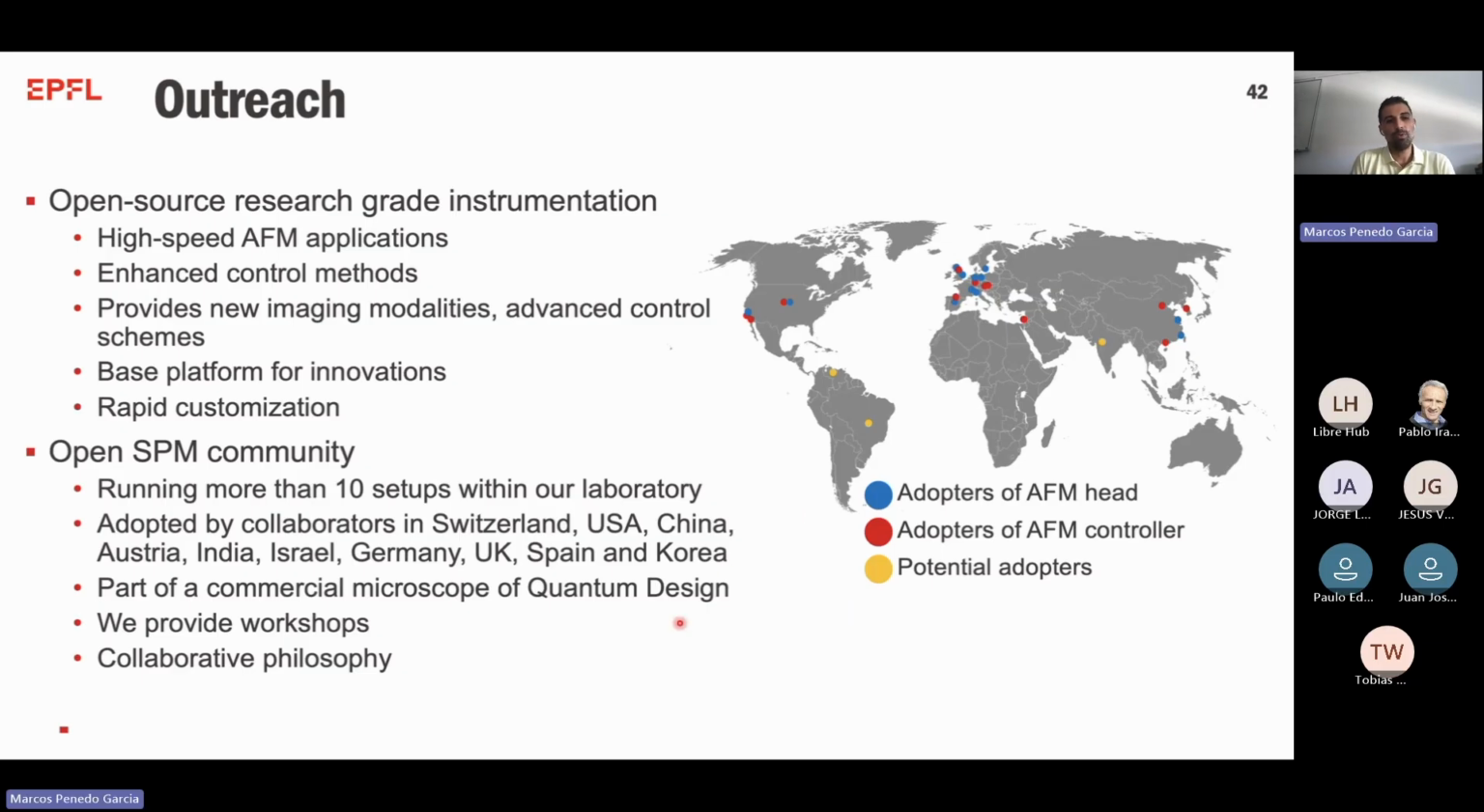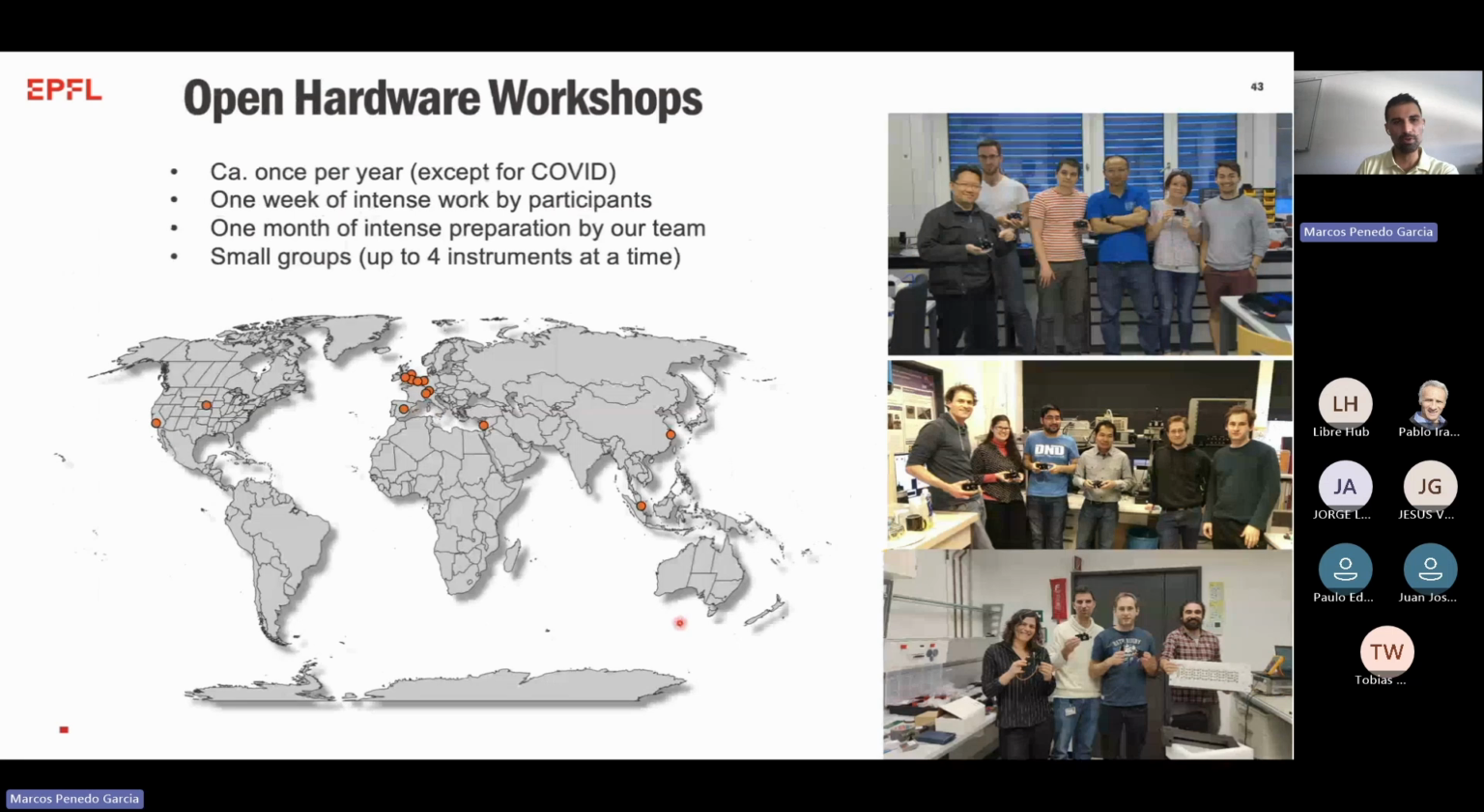And what we do also is, okay, not everybody knows how to build from the schematics. We provide workshops on a yearly basis, so we host groups of 2 to 4 people where they come here and they build the AFM, or the controller, or the high voltage amplifier, all at the same time. They come here for a week, we buy in advance all the different components, and we help them to build the different parts.